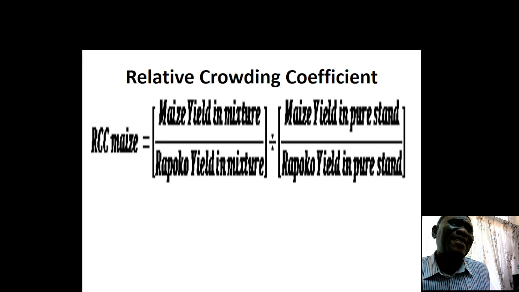I think we can do the same for rapoko. If you want to find the RCC for rapoko, this time around it will be rapoko yield in a mixture divided by maize yield in the mixture. Then everything is going to be divided by what is on the right of this equation: rapoko yield in a pure state divided by maize yield in a pure state. If you solve this equation, you get RCC rapoko.